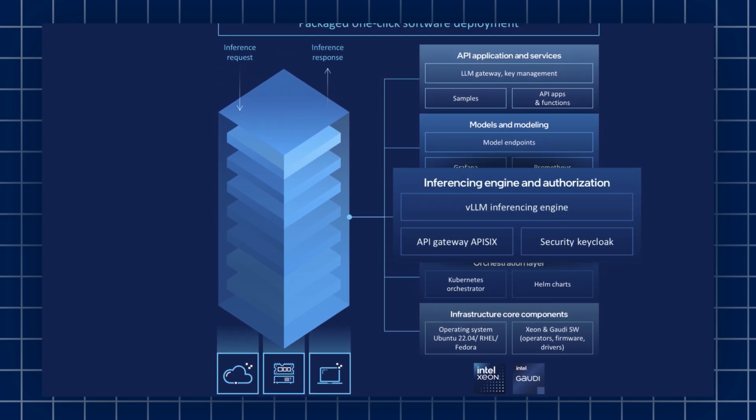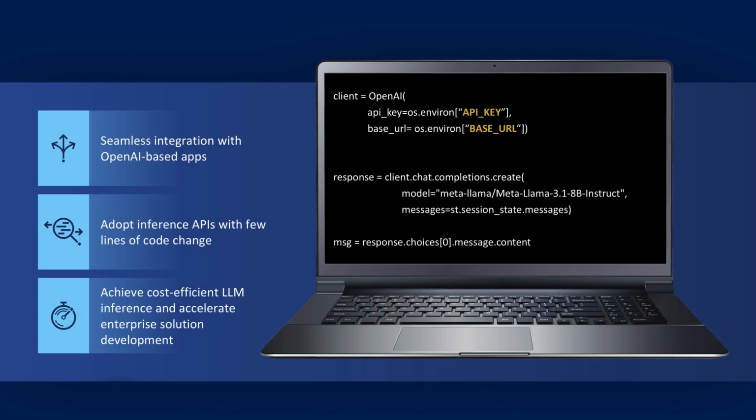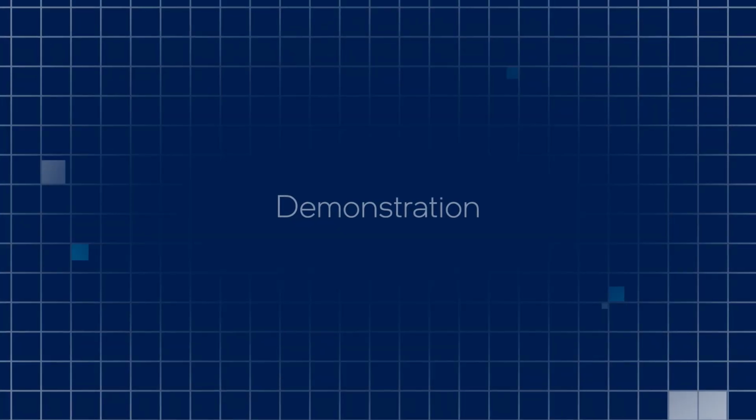Within the inferencing engine and authorization layer, Keycloak handles authentication, while API 6 routes and secures API traffic. vLLM is used to serve models by increasing throughput and reducing memory, giving optimal performance. Built-in support for OpenAI-compatible APIs enables easy integration with your existing applications, whether they're running on-premises or in cloud-native environments.